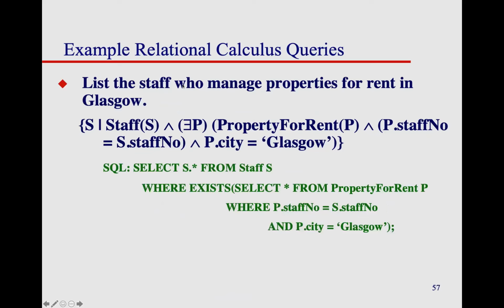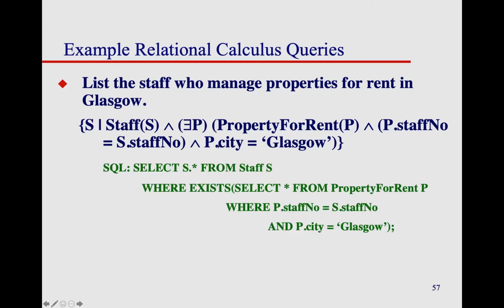Okay, list staff who manage properties for rent in Glasgow. This is a semi-join. Why do I know it's a semi-join? Because I'm going to have to join the staff with properties for rent, but I only want staff in the relation. I don't actually care in my result to have any information from property for rent. So it's a semi-join. So again, the unbound variable is staff. The bound variable is property for rent. We want all staff who manage a property in Glasgow.